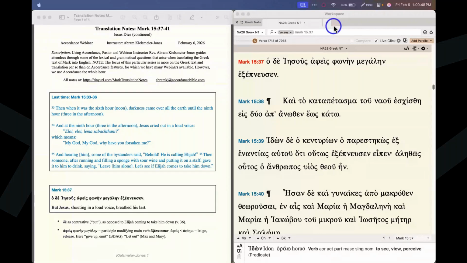I'm Abram Kielsmeyer-Jones, and this is Translation Notes, our ongoing series where we look at the lexical and grammatical questions that arise when we translate from Greek into English. In particular, we're doing that with the Gospel of Mark. I note, as always, that the focus of this series is more on the Greek text and translation per se than it is on Accordance features.